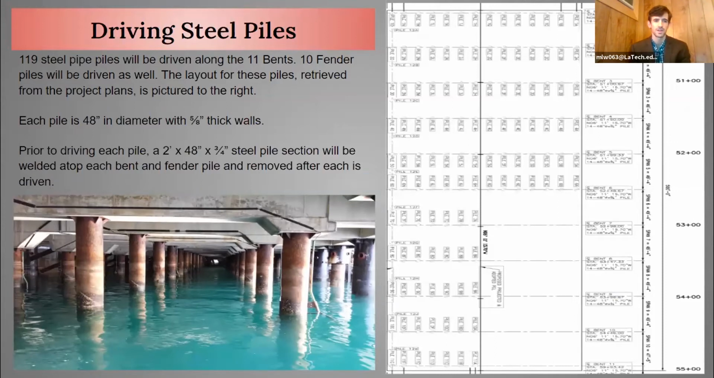Next highlighted activity is driving of the steel piles. There were 119 steel pipe piles that will be driven along 11 vents, and 10 fender piles will be driven as well. The layout for these piles retrieved from the project plans is shown to the right. Each pile is 48-inch in diameter with 5/8-inch thick walls, and prior to driving each pile, as Hector mentioned before, we'll weld a 2-foot by 48-inch by 3/4-inch thick steel pile section atop each bend and fender pile, and it will be removed once the driving is complete. This is done to protect the top of the pile so that it's not damaged during the hammering process.